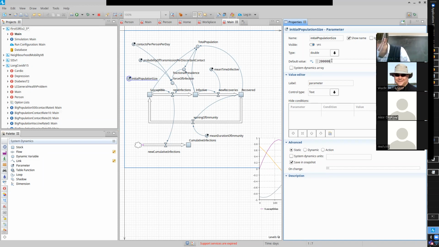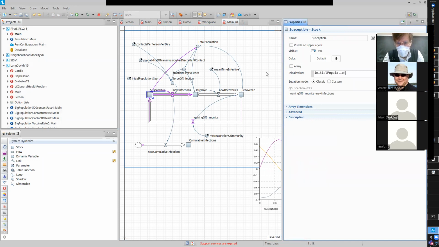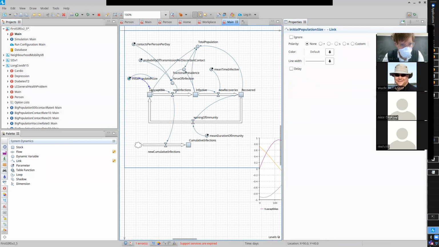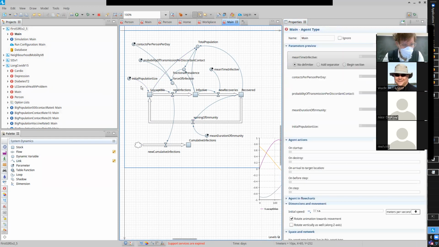This population is going to be everyone susceptible except for one infective. So the number susceptible will be initial population size. Now, Anylogic will complain unless you put a link between them to indicate that it depends on it. It's a special sort of dependence. It's a dependence at the initial value, so it's a dotted one.